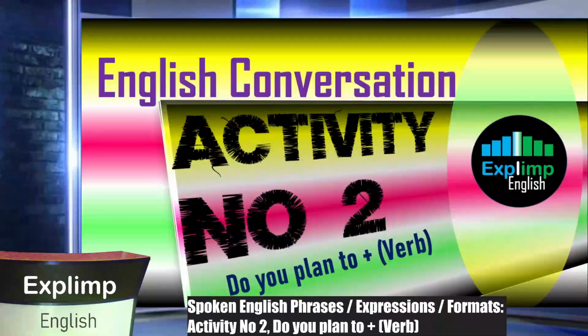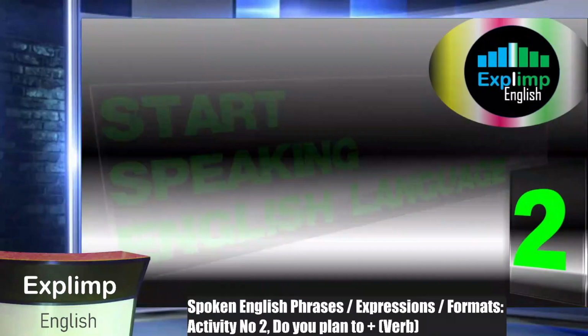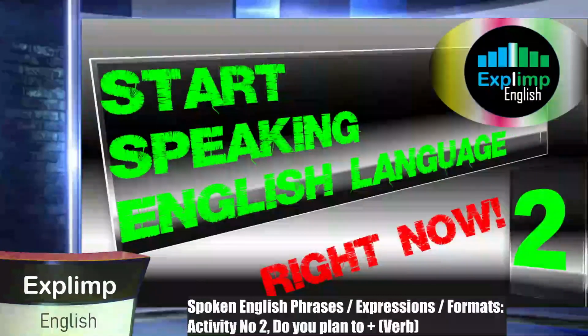But why have we started these types of English conversation classes? The main reason is that we want you to start speaking the English language right now. So today is activity number 2, and you have got the information about the phrase. The phrase is, do you plan to plus verb, so let's start.